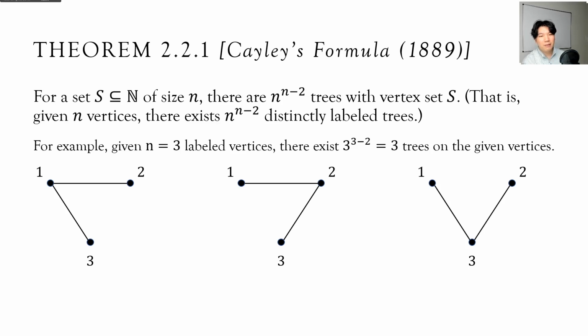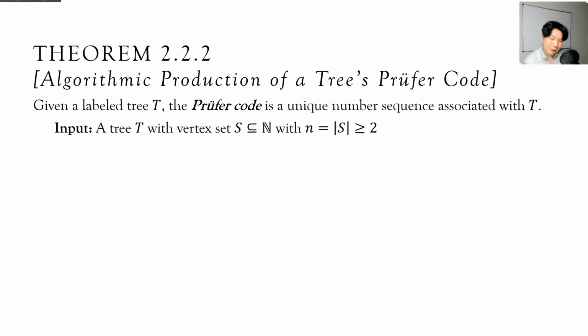And the way that they actually prove this theorem is through a very nice algorithm. So to introduce this algorithm, we're going to start by talking about this thing called the Prüfer code of a tree. So for our next theorem, we're going to talk about algorithmic production of a tree's Prüfer code. But first off, what is a Prüfer code? So if I have a labeled tree T, so I have some tree T, and I label each of its vertices, let's just say for convenience, 1 to however many vertices there are. The Prüfer code is a unique number sequence that's associated to that tree.